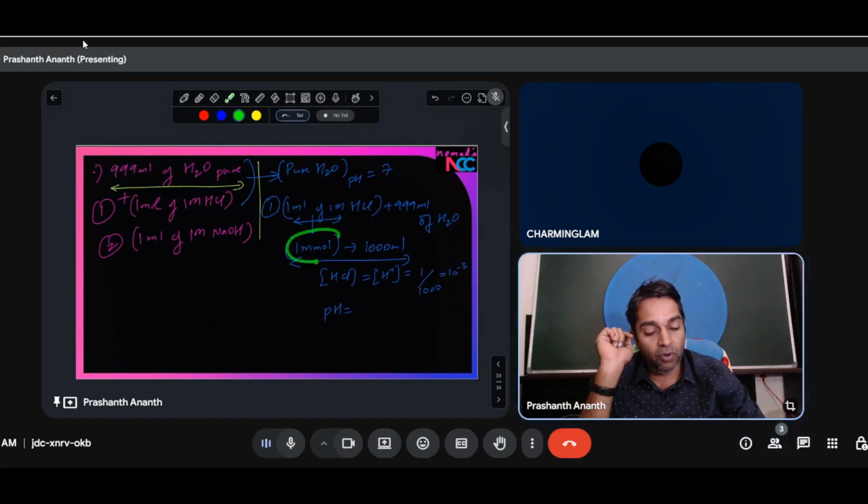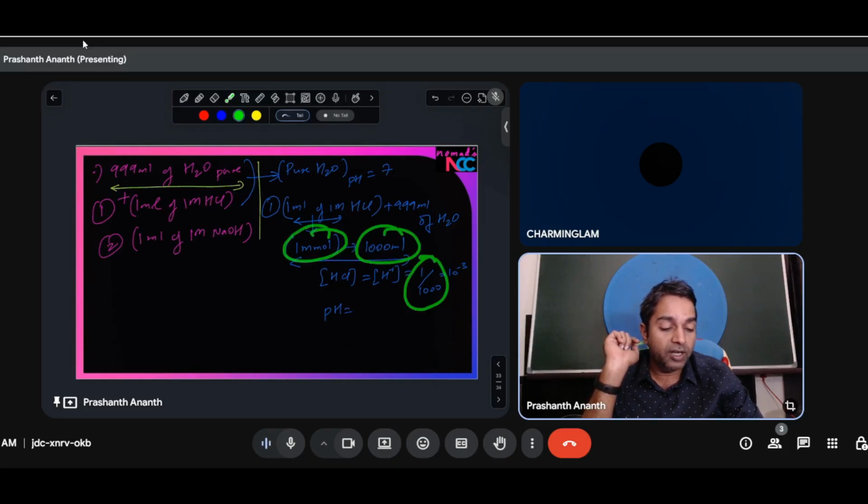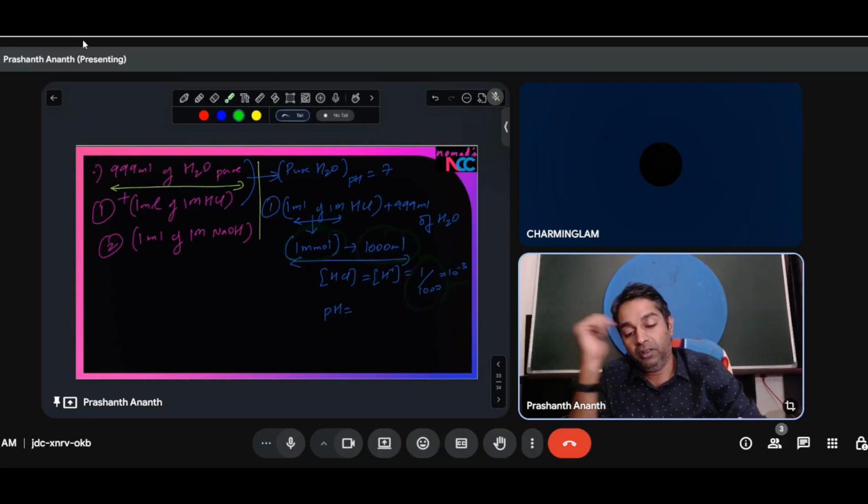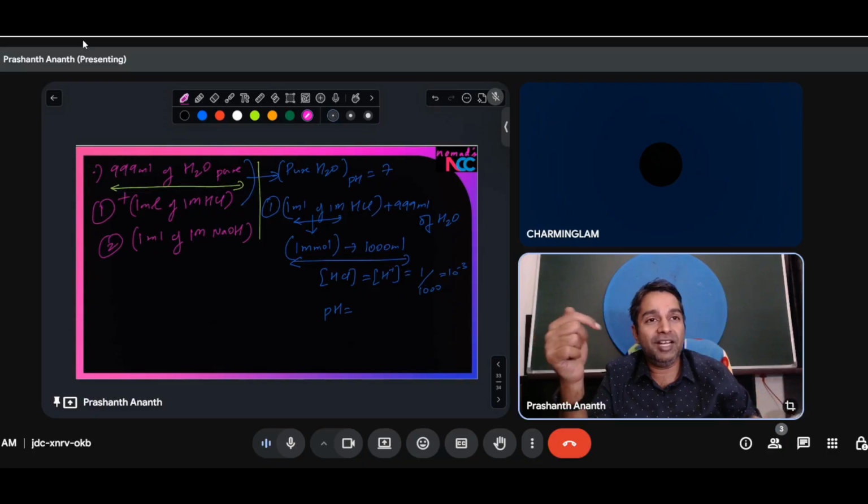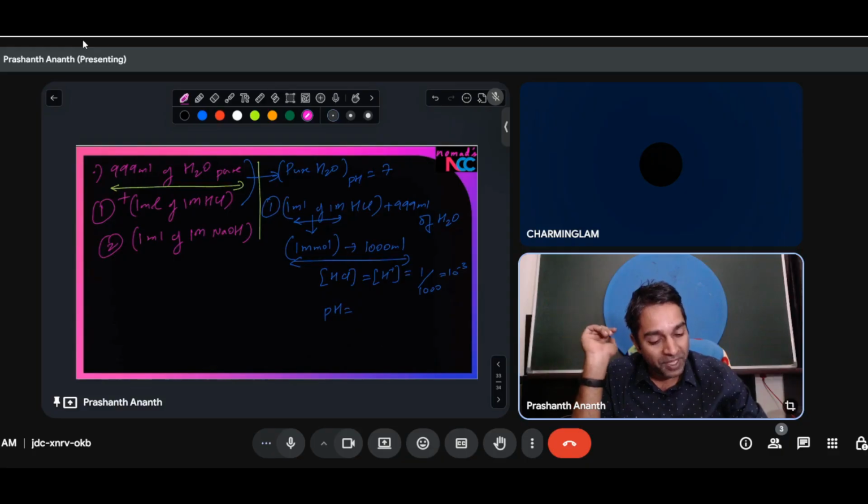So 1 millimole of HCl is extra and the total volume is 1000 ml. HCl is a strong acid, so its concentration is the same as the concentration of H plus. It is 1 by 1000, so it is 10 power minus 3. You just had to pay attention to your own words which you said 20 seconds ago instead of randomly jumping around in the brain. So pH is going to be equal to 3 in this case here.